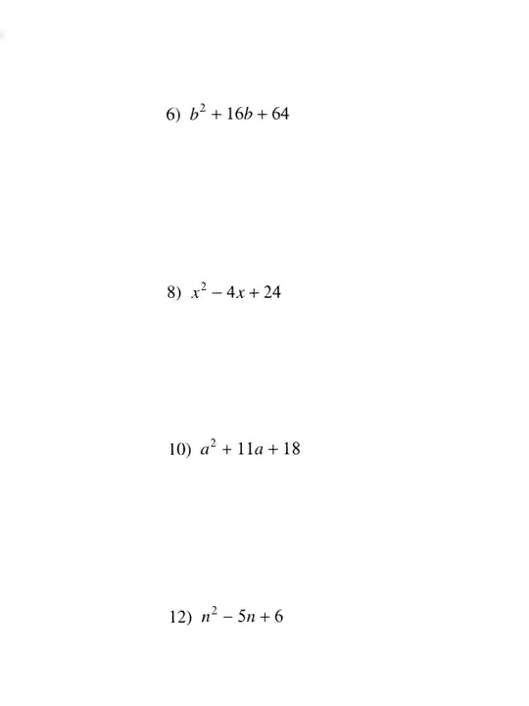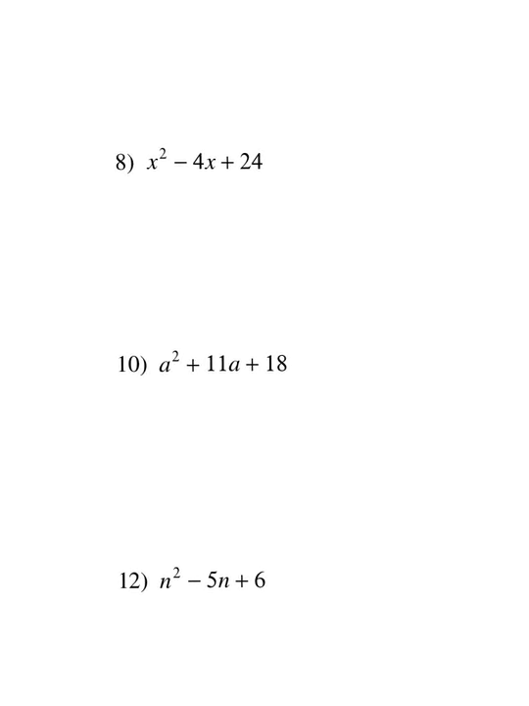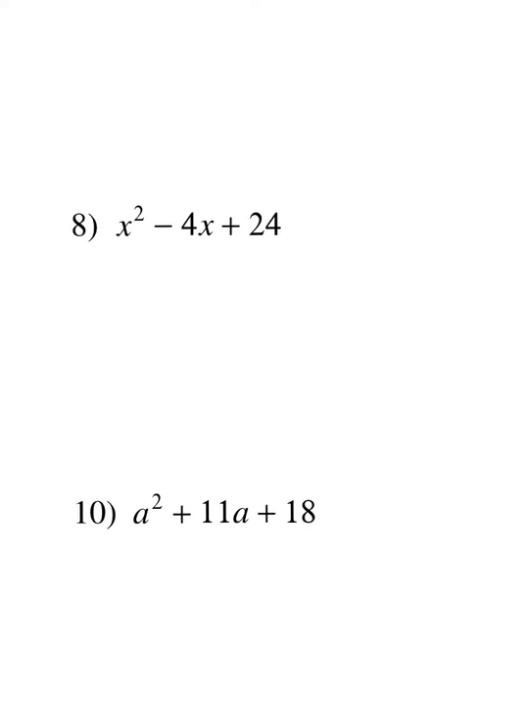Okay, I want to look at one more together. Let's look at number 8, because this could happen sometimes. Again, we're factoring. So we're looking at the numbers that multiply to give me positive 24 and add up to negative 4. Okay, so my factors of 24 would be 1 times 24, 2 times 12, 3 times 8, 4 times 6.